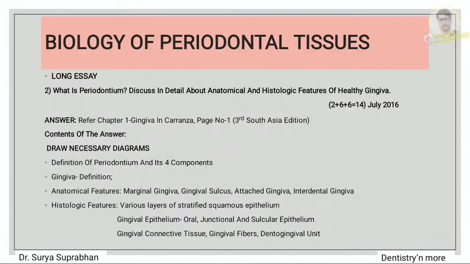Then coming to the second part of the question, that is discuss in detail about anatomical and histologic features of healthy gingiva. So before you start about this question, first just mention what is gingiva and then come to the anatomical features. Now anatomical features are nothing but the macroscopic features of gingiva, which includes the 3 parts: marginal gingiva, attached gingiva and interdental gingiva. Along with this, please do mention about the gingival sulcus also.